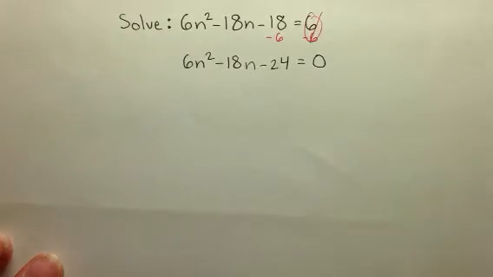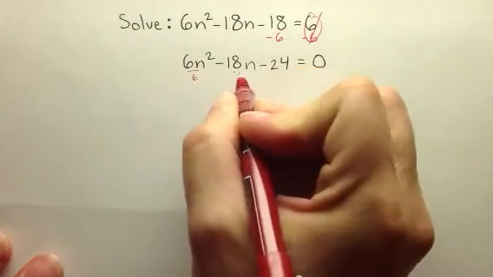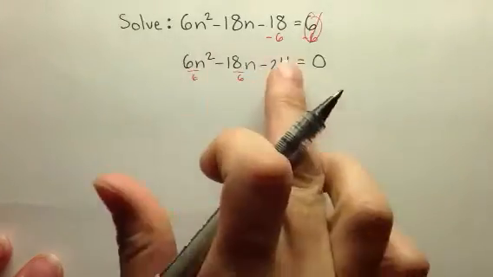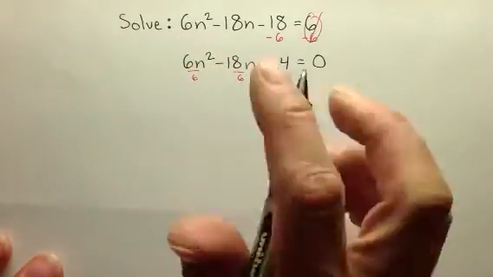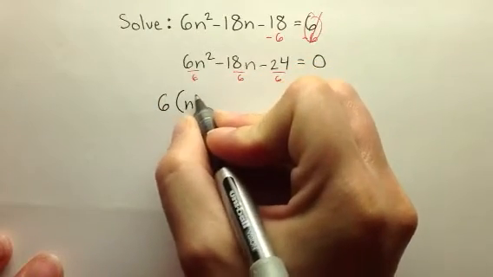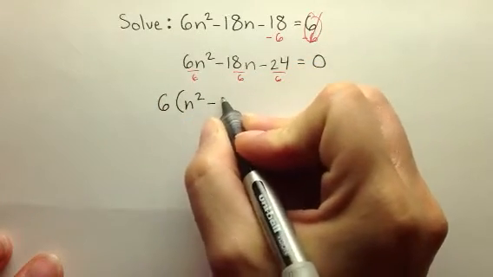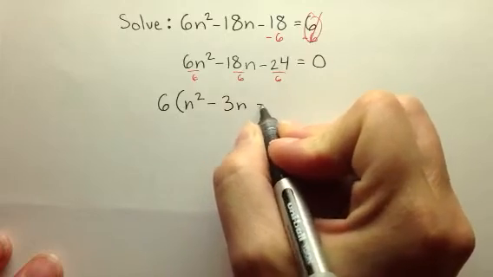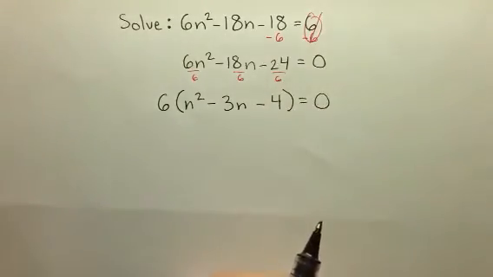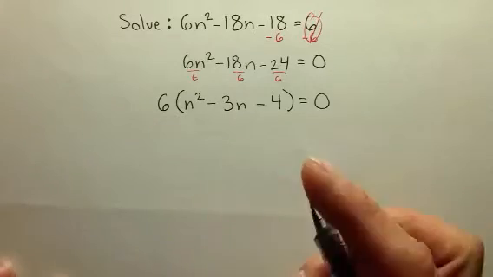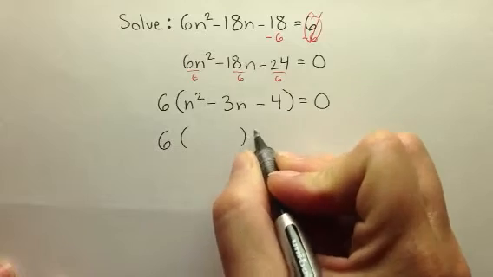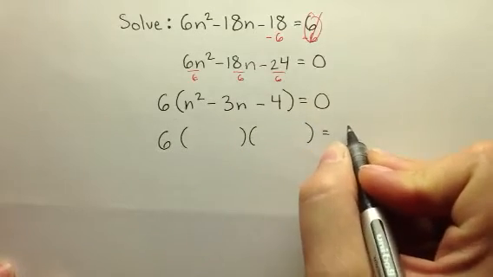So we're going to go ahead and divide this side by 6. Factor out the 6. When you divide this side by 6, you have to do it to every term. So the 6 will come out front. I'm left with n squared minus 3n minus 4 equals 0. Okay. Next, I'm going to see if I can break this down a little further.